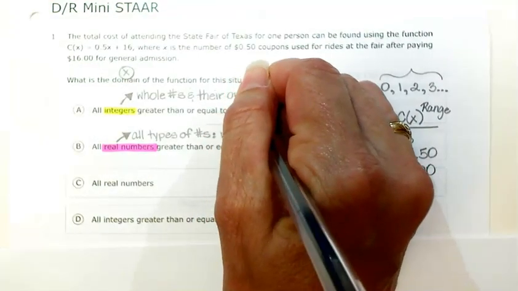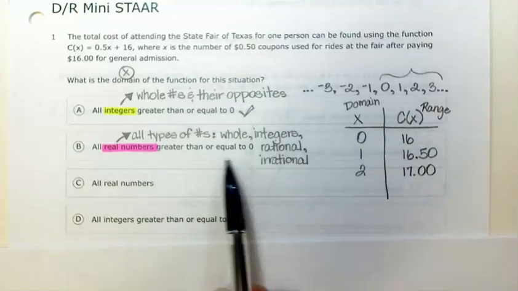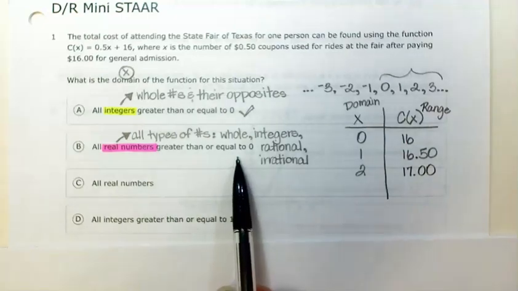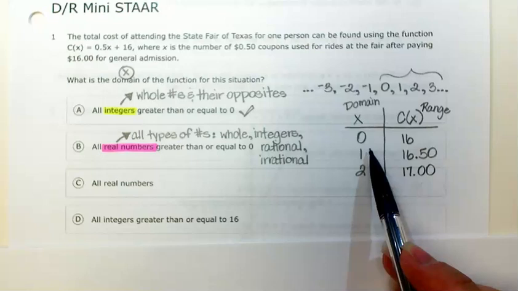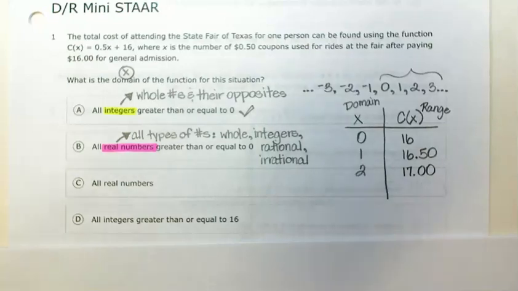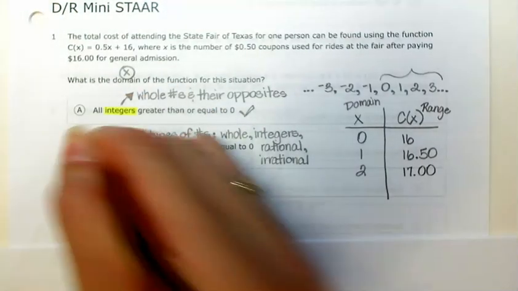That's probably our answer, but let's look at the other ones. All real numbers greater than or equal to 0. Again, that's not great because I'm not going to buy 0.5 tickets. I'm not going to buy 2/3 of a ticket. I'm not going to buy the square root of 5 tickets. Okay, so it's not going to be real numbers. Okay, all real numbers. Nope.